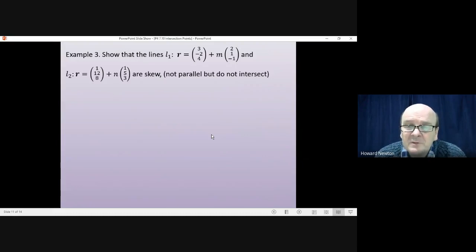Okay, I'll let you have a go at that. It's very similar to the method we've used for the first two examples. Pause the video, come back to me when you're ready. Okay, let's have a look.